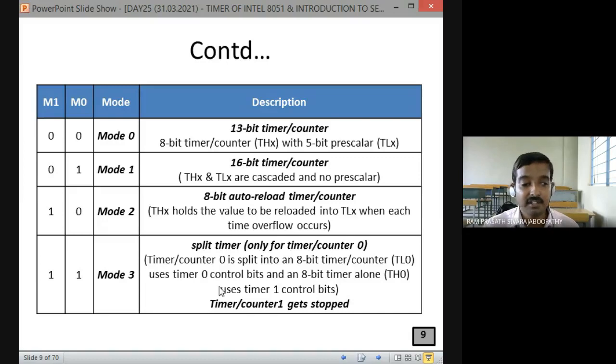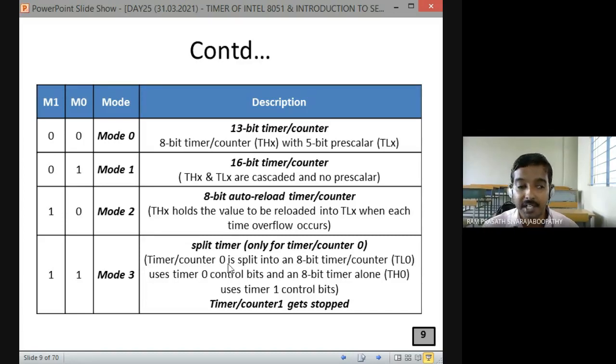In the case of mode 3, it is only applicable for timer/counter 0. Only timer/counter 0 can operate in mode 3. We call it split timer mode. That means timer 0 is divided into two: TL0 and TH0. TL0 works as a timer/counter 0, whereas TH0 is used only as a timer. It cannot be used as a counter.